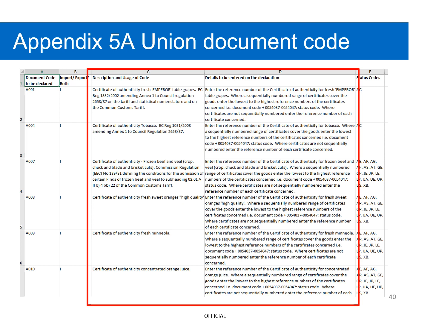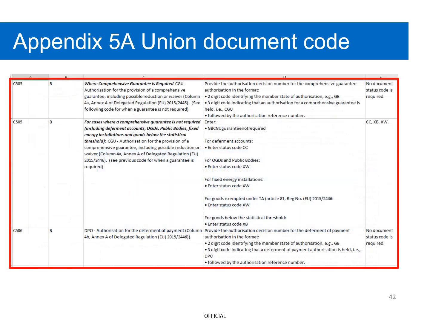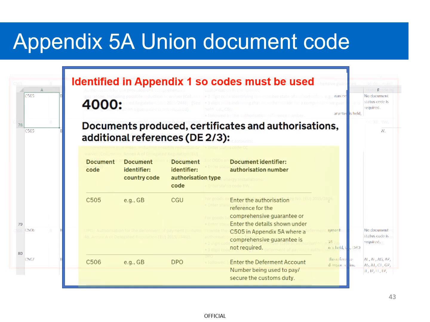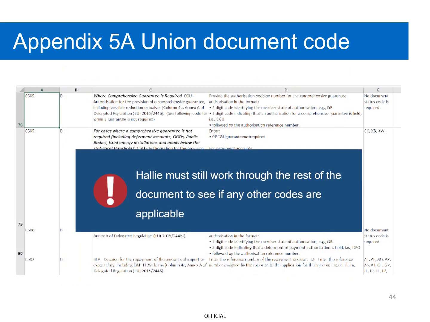Hallie is able to read more about the description and usage of each code and the details to be entered on the declaration. Hallie needs to work through the whole document and find if any codes are relevant to her. As she scrolls down, Hallie will see codes C505 and 506, which she previously identified. She must use these codes as they are relevant to her declaration and were identified in Appendix 1. However, she must still work through the rest of the document to see if any other codes are applicable.